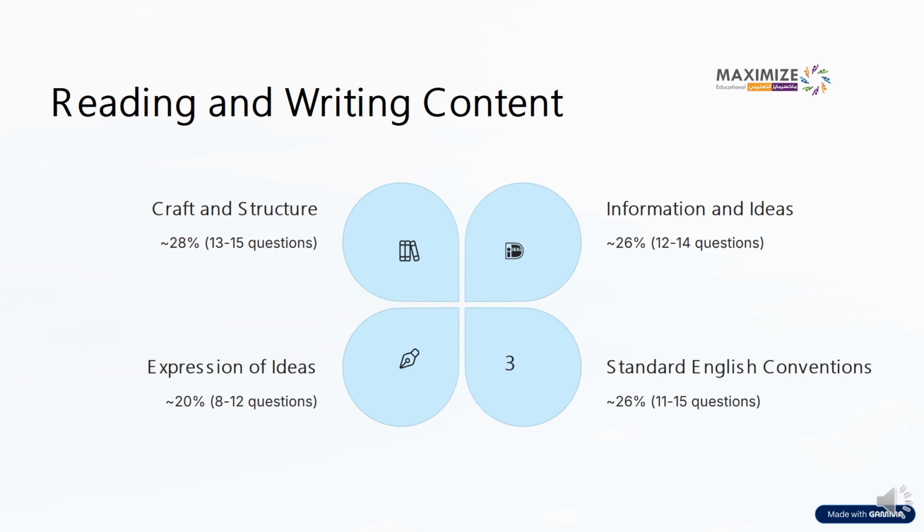Standard English conventions has 11 to 15 questions. Usually they start at question 15 to 21 or 16 to 22. And finally, expression of ideas has only 8 to 12 questions, and these are the last 6 or 7 questions of each module. They cover only 20% of the test.